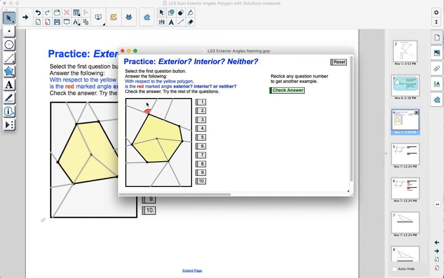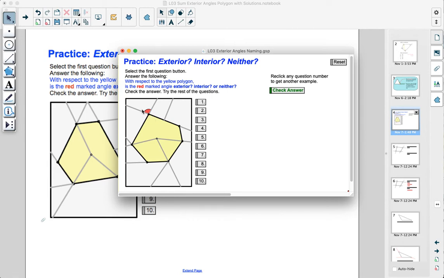Is this an exterior angle? Most students will tell me, yes, it is an exterior angle because it's on the outside, but it turns out it's not following the definition of an exterior angle. That's an extended side. This is an extended side. In fact, this angle is equal to this angle here. So I call it equal to an interior angle. It has the same measure as an interior angle. It's not an exterior angle.